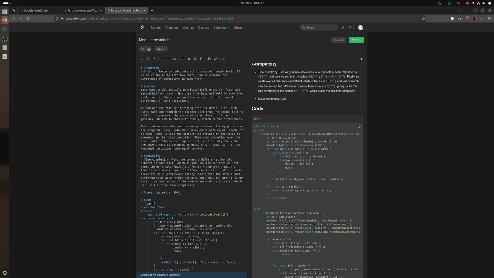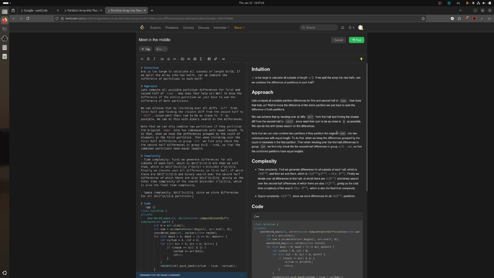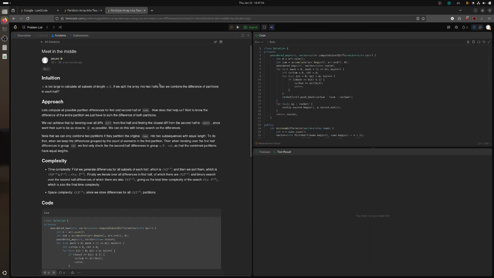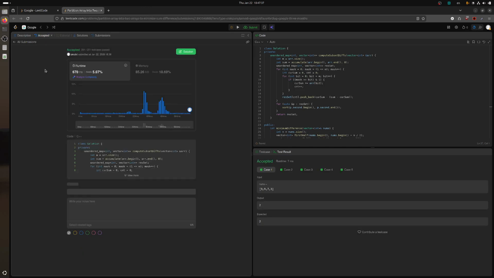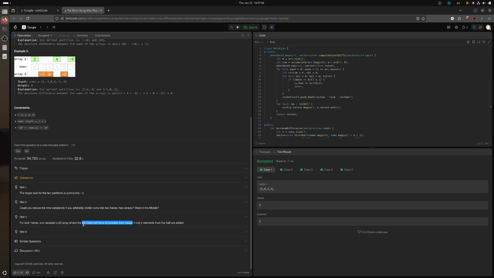Space complexity is O of 2 to the n half, since we store differences for all possible O of 2 to the n half partitions. Great, so something like that. That's alright, whatever. I don't know if anyone will be able to understand this, so okay, meet in the middle. Okay.